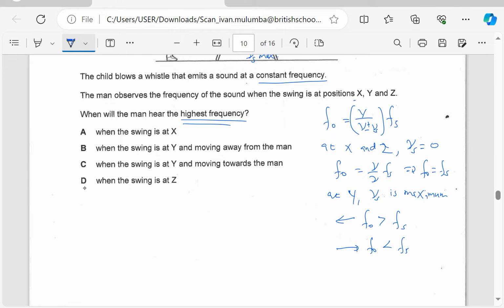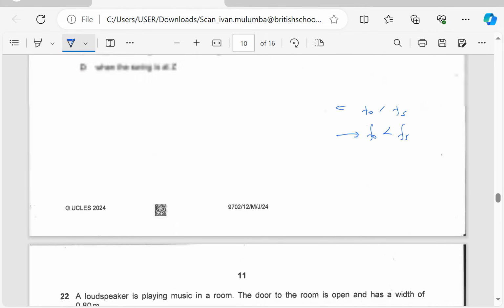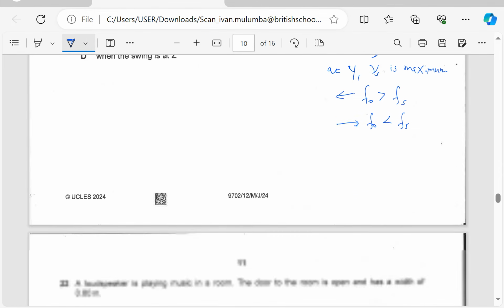But when the speed is maximum, and the speed is maximum when it's just passing equilibrium. So the answer to this question, which most of you failed, certainly, I think it is going to be C, when the swing is at Y and moving towards the man. I know most of you said X. The examiner cannot be such a fool.